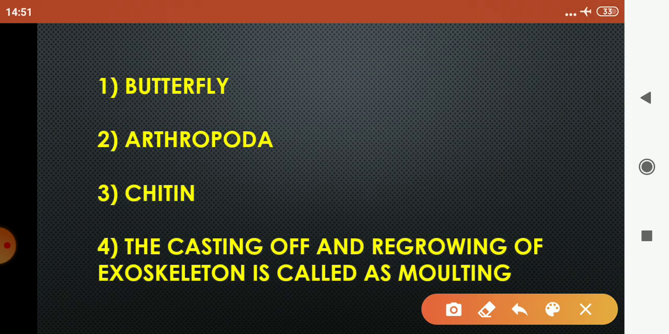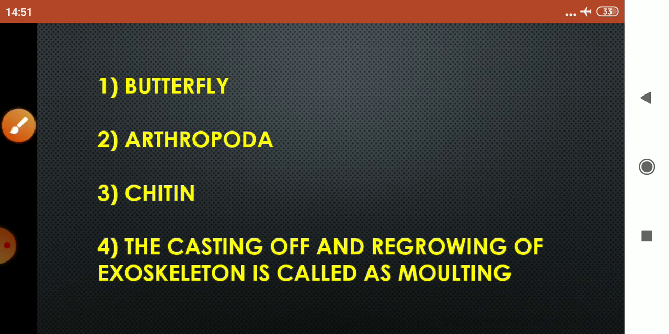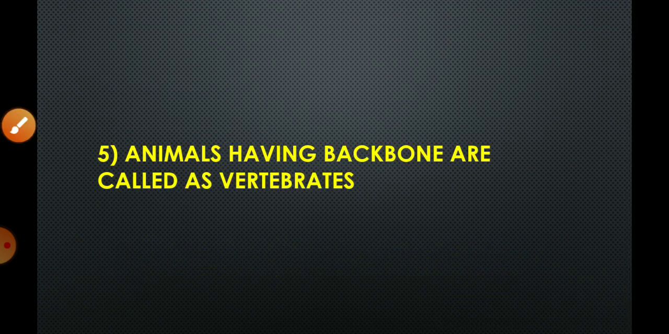So molting is the casting off and regrowing of exoskeleton. This molting causes the development of the organism, or we can say that organism attains a maturity after molting. The last one was, what are vertebrates? So animals having a backbone are called as vertebrates.